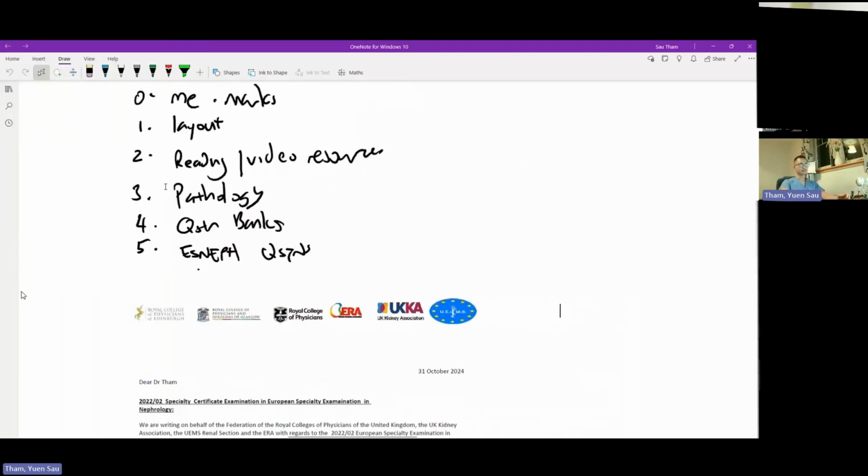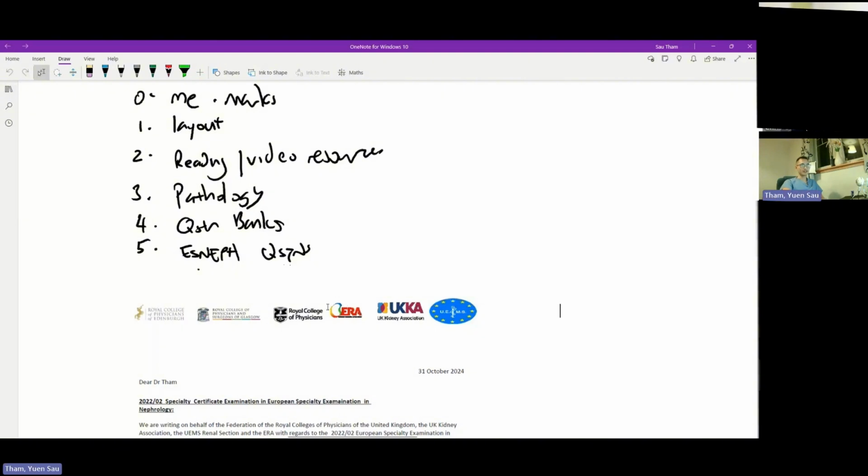Lovely. Okay, so essentially this is going to be split roughly into 6 bits. So I'm just going to give you an intro, talk about the marks, talk about the kind of layout of the exam, and then I'll be telling you about resources that I think we should do, and then talk about pathology, how to find out more resources to sort of tackle the pathology side of things. We'll talk about question banks that I think is essential, and then we'll go through some ESENeph questions.